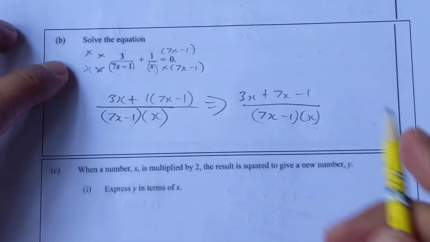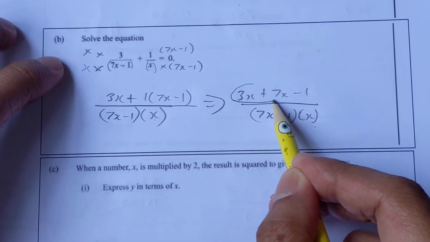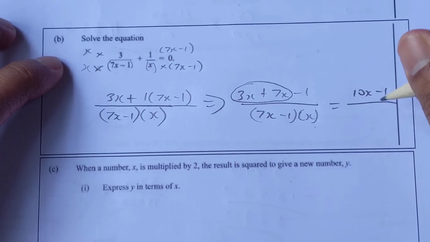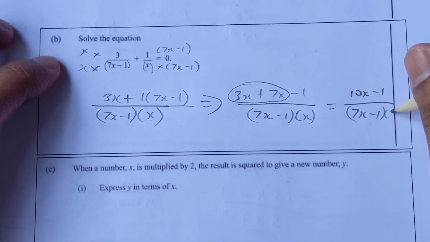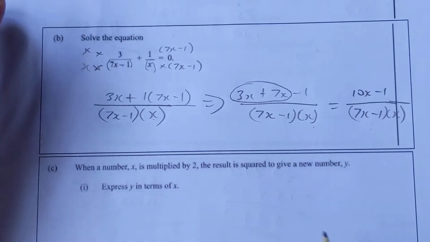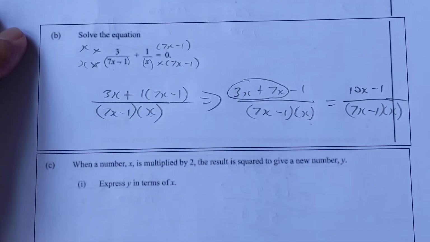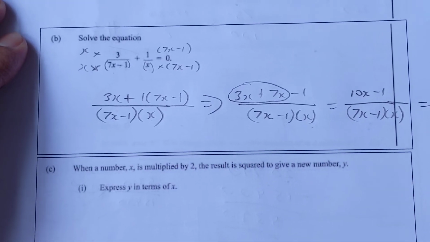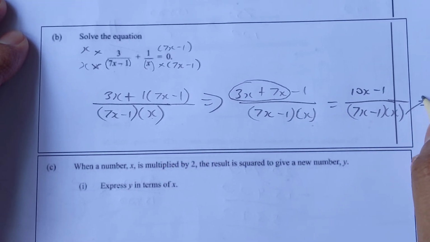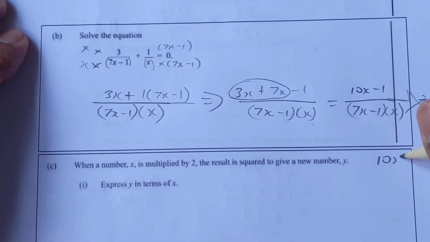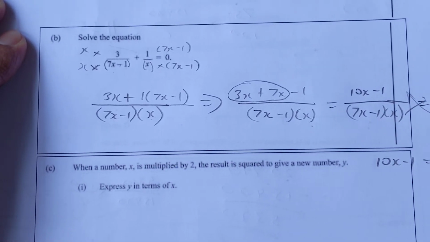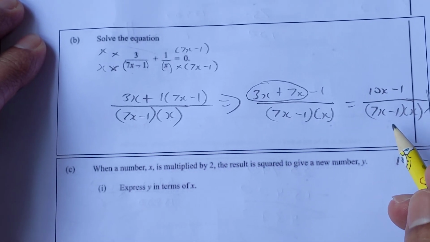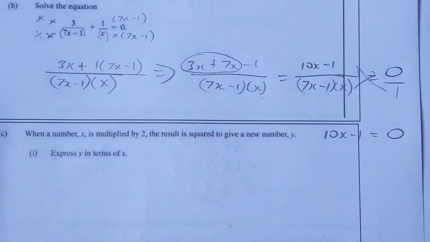We simplify this, we could group it up now. Grouping up the letters, 3x plus 7x minus 1, so 3x plus 7x, 10x minus 1 over 7x minus 1 times x. And the question didn't finish there. The question wants us to actually solve this equal to 0. So I'm going to cross multiply to get rid of the fractions, because I don't want this fraction here. I'm going to get 10x minus 1 is equal to 0, because the only way I could get something equal to 0 is if the top is equal to 0, the bottom could never equal 0.